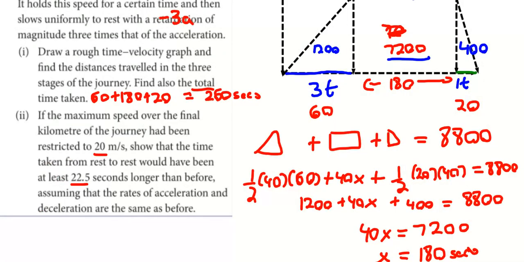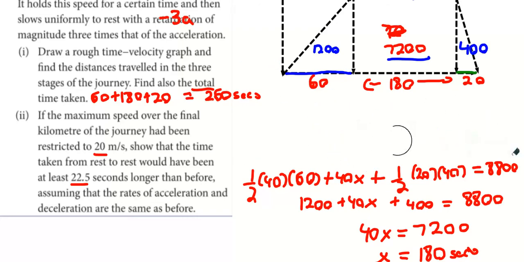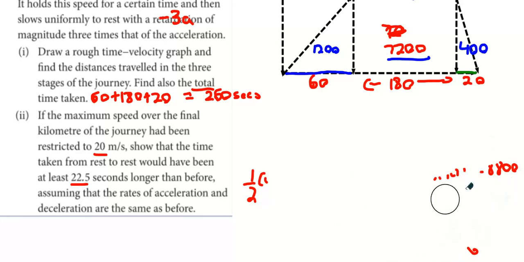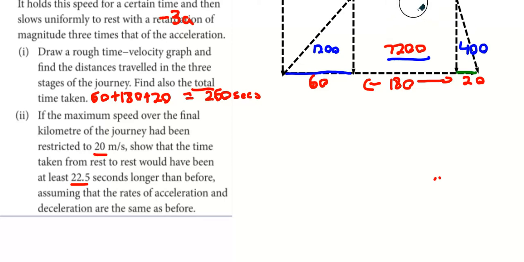I had one the other day, and what we found out was that the time spent accelerating was 60 seconds, the time spent decelerating was 20 seconds. We also found out that we spent 180 seconds in the middle section. And this means the total time is 260 seconds, okay?